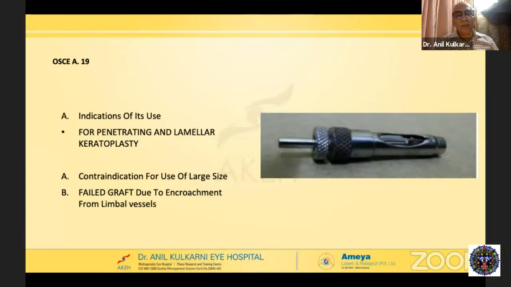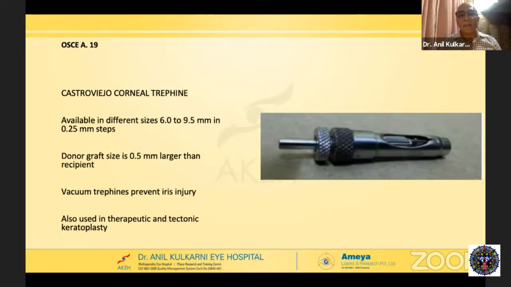The indications of use of this are for penetrating and lamellar keratoplasty. The contraindication for use of a larger size is because in case you take it larger, it is too close to the limbus. And because of the encroachment of the limbal vessels, the graft fails. So graft failure is one of the reasons you don't use large size trephines.